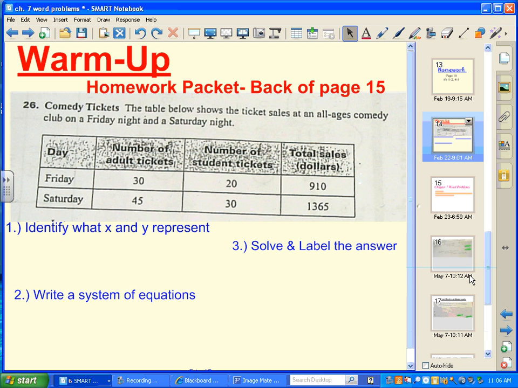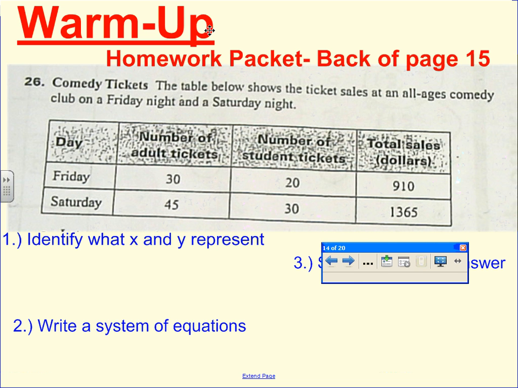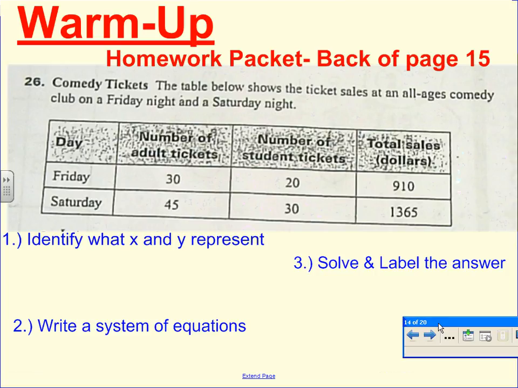Okay, guys, our plan today is to practice more word problems. If you are absent and listening to this recording, you need to see me in the morning to make up the in-class assignment on word problems that we're doing today.